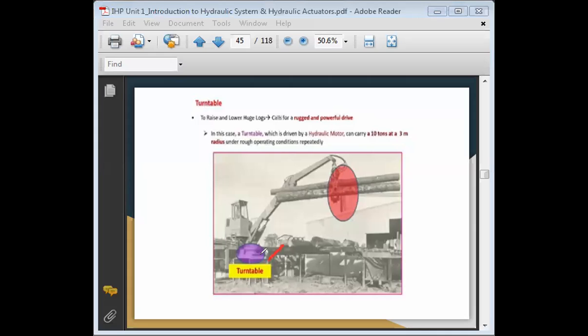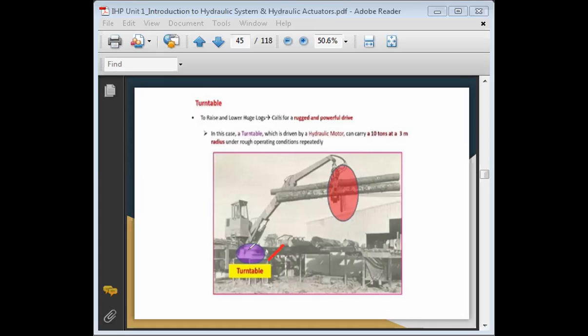Now the basic question is: what is it used for? It is used to raise and lower huge logs, which calls for a rigid and powerful drive to lift. So this is a turntable. Very simple. Here you can see the turntable.